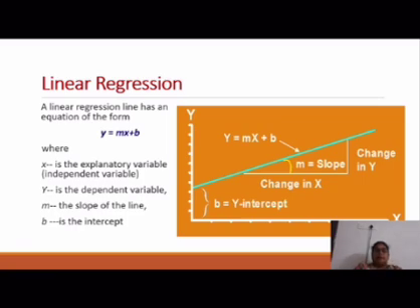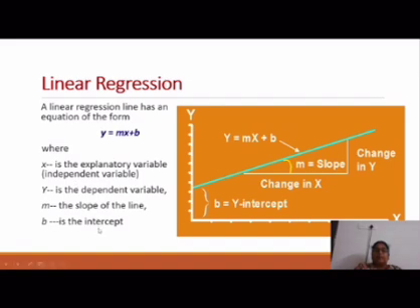This is very important. Where x is nothing but the explanatory variable, which we will say is an independent variable. X is an explanatory variable, which is called an independent variable. Y is a dependent variable. Okay, y is a dependent variable. M is the slope of the line.